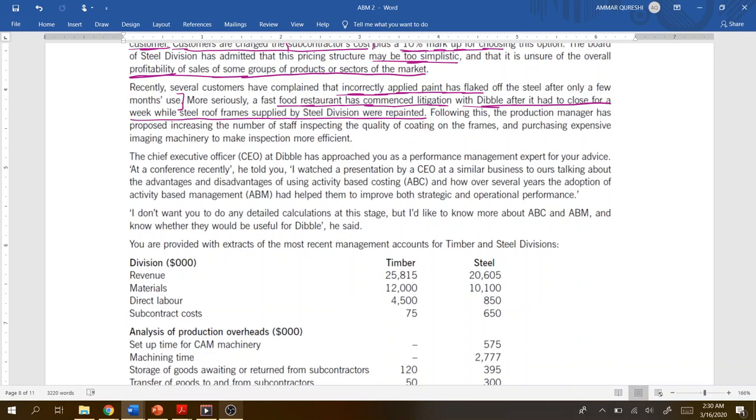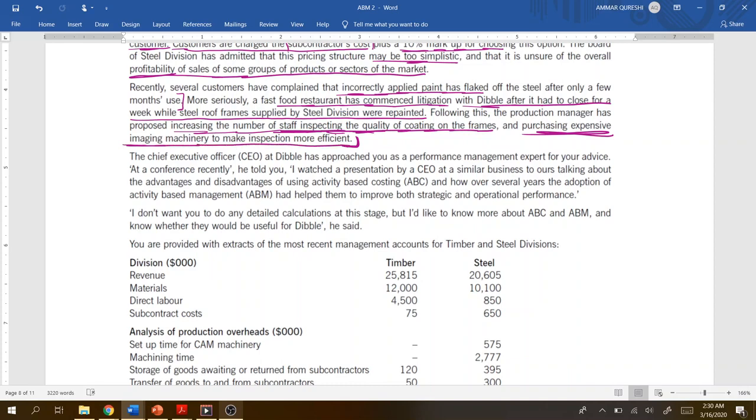Following this, the production manager has proposed increasing the number of staff inspecting the quality of the coating on the frames and purchasing expensive imaging machinery to make inspection more efficient. Now, you may pause this video and think about whether this is the right strategy used by the management. The customer is complaining to you, and as a response, you proposed to increase the number of staff inspecting. You tried to increase the inspection of the quality of the coating on the frames, and you started purchasing expensive imaging machinery to make inspections more efficient.